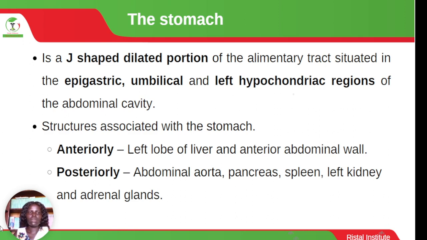Let's look at the stomach. The stomach is a J-shaped dilated portion of the alimentary tract situated in the epigastric, umbilical, and left hypochondriac regions of the abdominal cavity. Structures associated with the stomach include the following. Anteriorly, we have the left lobe of liver and the anterior abdominal wall. Then posteriorly, we have the abdominal aorta, pancreas, spleen, left kidney, and the adrenal glands.